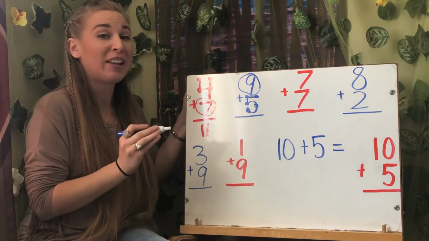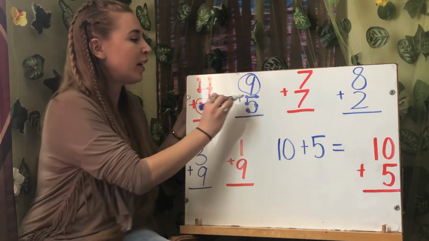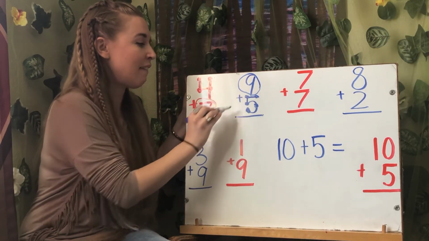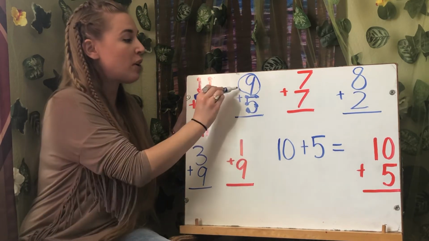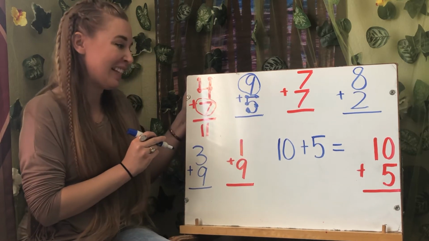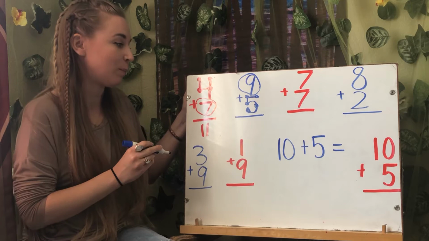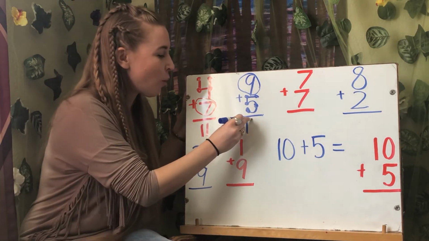Point to the big number and say it. 9. And then let's count up from there. 10, 11, 12, 13, 14. So 9 plus 5 equals 14. How do I write 14? A 1 and then the 4.